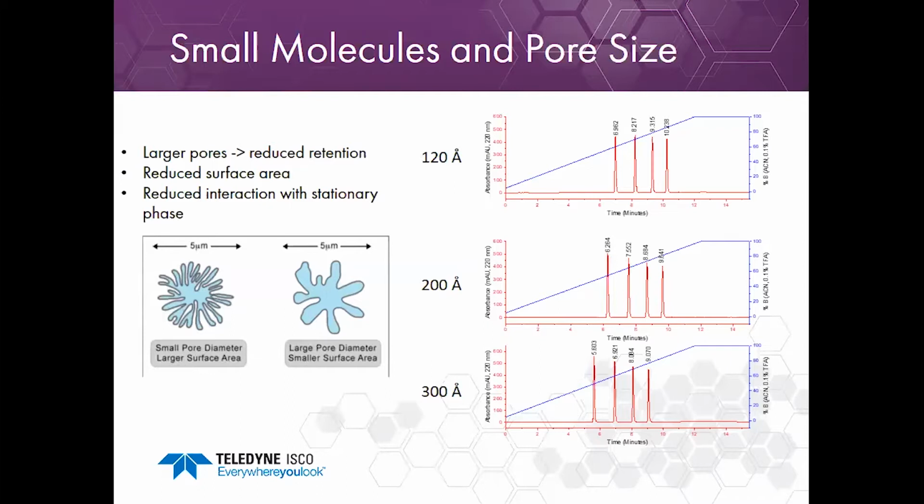So the question is, why might that be? Well, the larger pores are obviously causing reduced retention. That's really because of reduced surface area, and that means with less surface area, there's reduced interaction with the stationary phase. And with small pores, you can see you can have a lot more surface area compared to large pores.